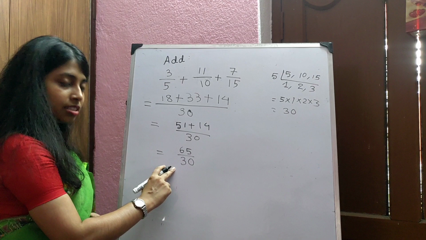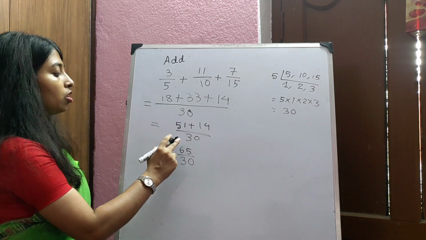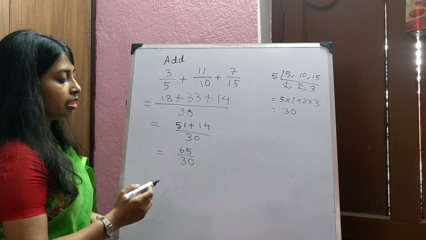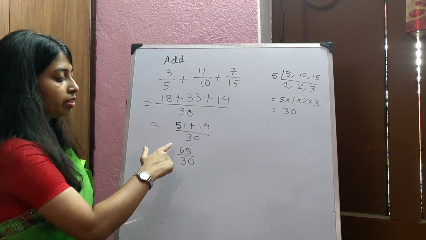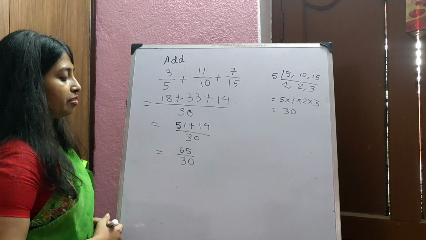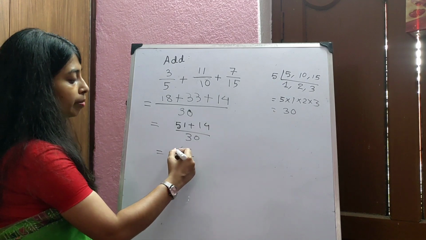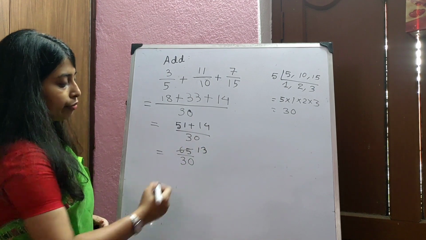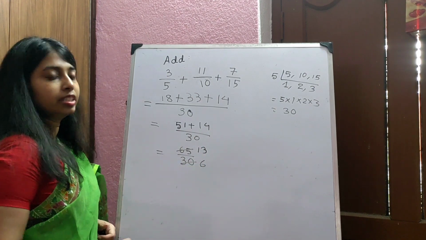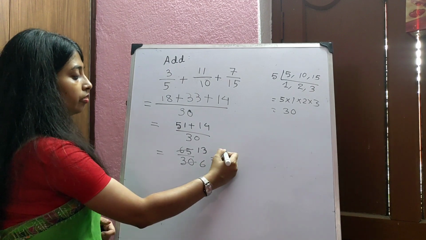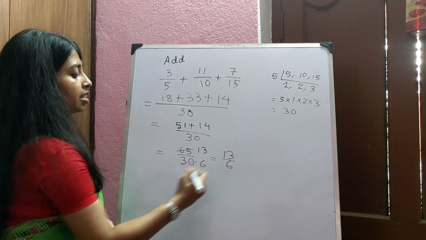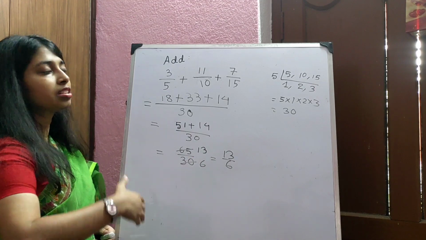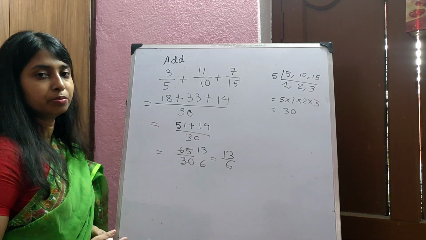So this is the answer, but this is not the final answer, because by seeing this expression we can easily say 65 and 30, there is some common number which can divide both of them. What is that? That is 5. So 5 multiplied by 13 is 65 and 5 multiplied by 6 is 30. So the final answer will be 13 by 6. So this is the process by which we can add 3 fractional numbers or 4 fractional numbers or any number.